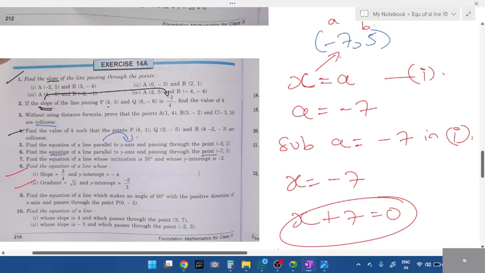Clear? Is it clear, students? Did you all understand?